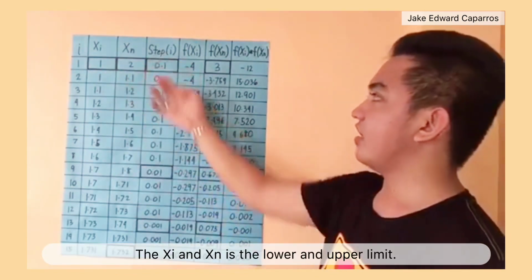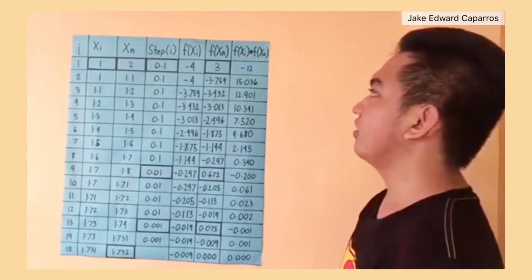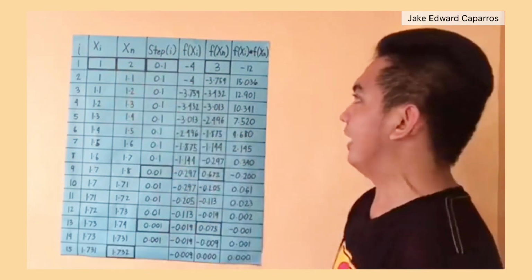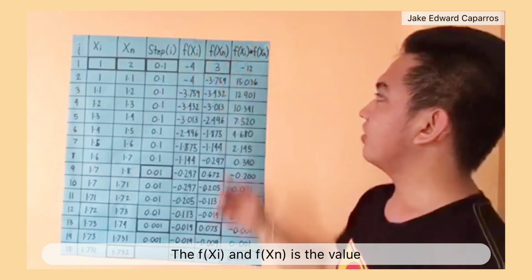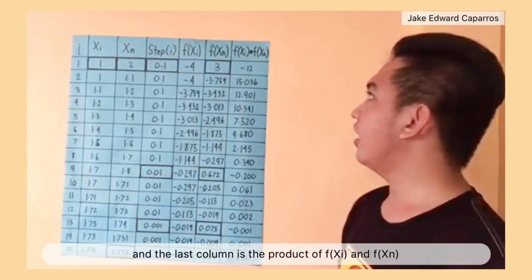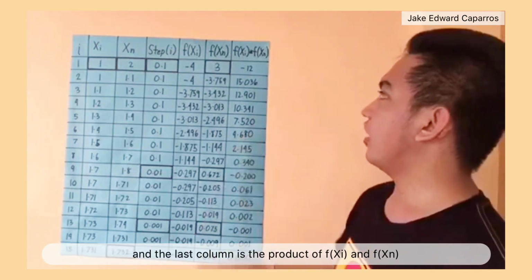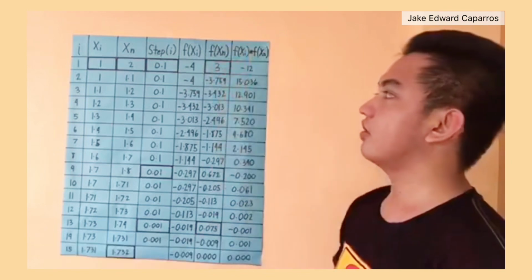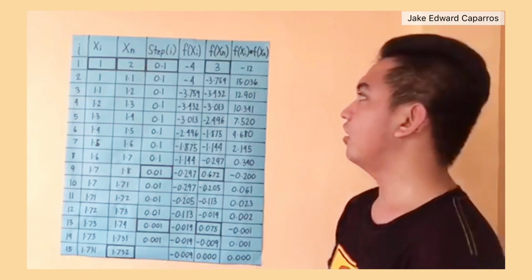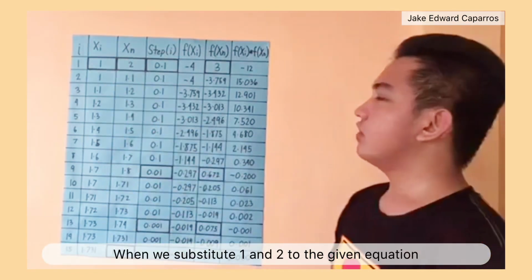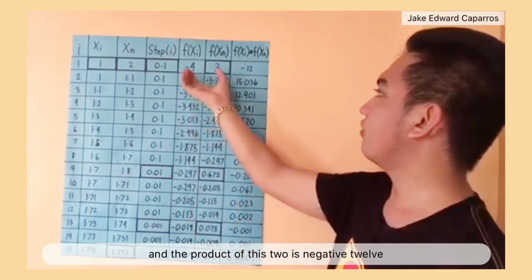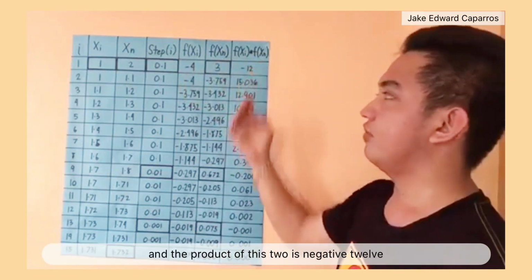The xi and xn are the lower and upper limit. The step quantity I is the number that we will add to the lower limit. The f of xi and f of xn are the values when the lower and upper limits are substituted into the given equation. And the last column is the product of f of xi and f of xn. So, the first lower and upper limit is from the graphical method. When we substitute 1 and 2 into the given equation, we will get negative 4 and positive 3. And the product of these two is negative 12.